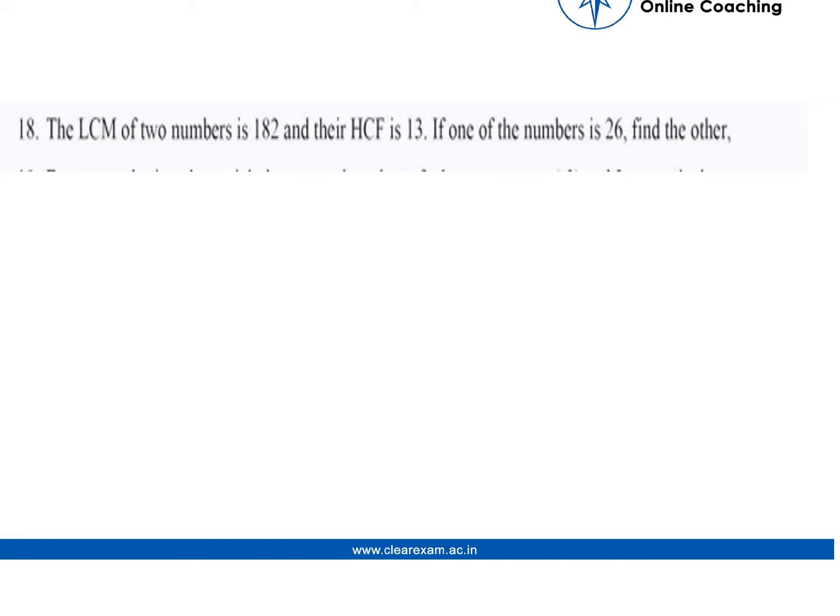The LCM of two numbers is 182 and their HCF is 13. If one of the numbers is 26, find the other. In this question, we are provided with the LCM of two numbers, that is least common multiple, and their HCF, that is highest common factor. And we have to find the other number because one of the numbers is already given to us.